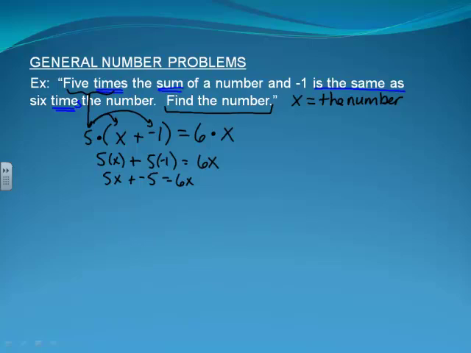Okay, we're trying to solve for x, so we're going to get our x's on the same side. Therefore, I'm going to choose to get my x's on the right-hand side. So I have a positive 5x here, so I'm going to subtract 5x from both sides.